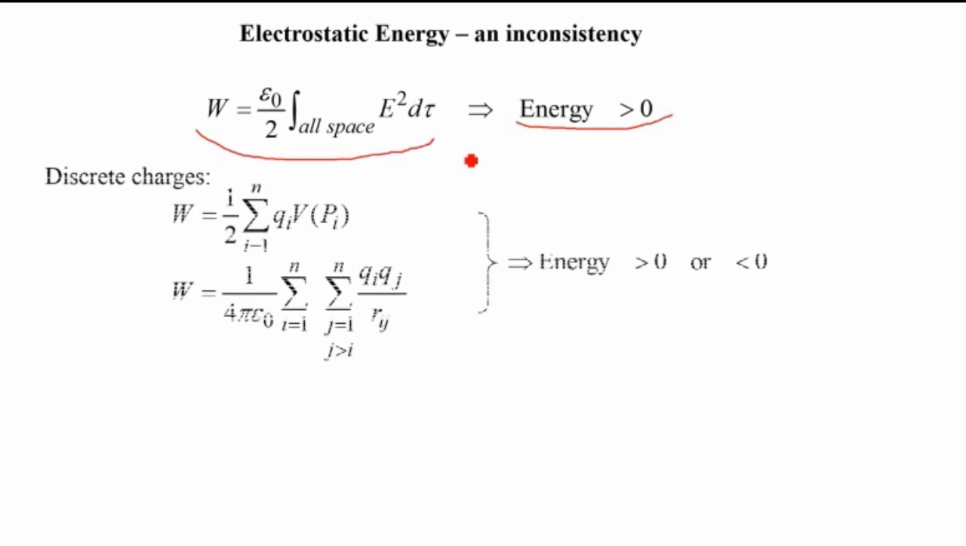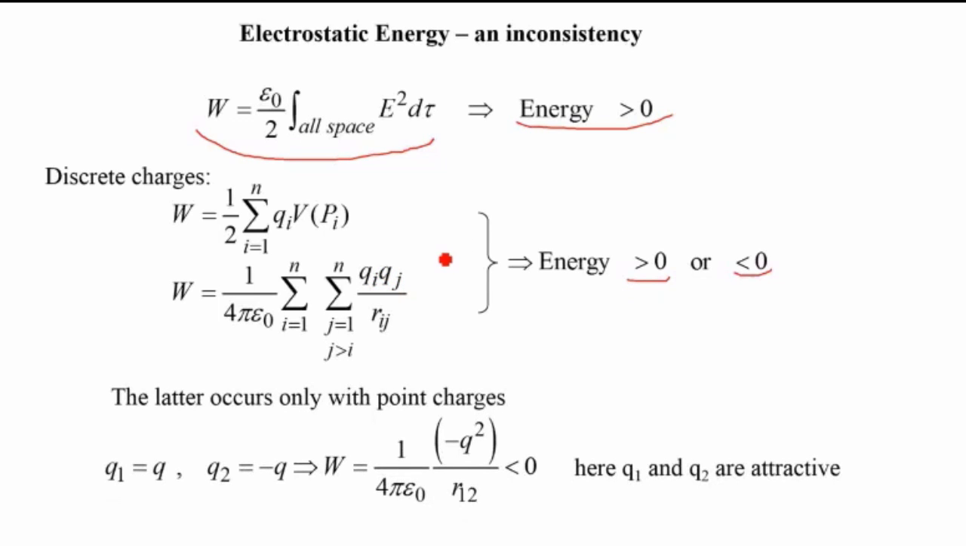If we look at the discrete charges, where we have q sub i's and q sub j's, let's take the potential and write it in terms of q sub j. Then you'll notice that you have products of qi, qj, and it's possible that you could have a positive value or a negative value, depending on the two charges that you're putting together.